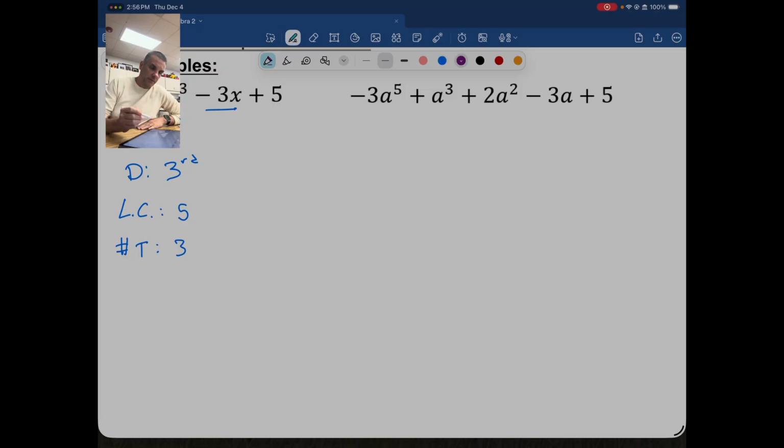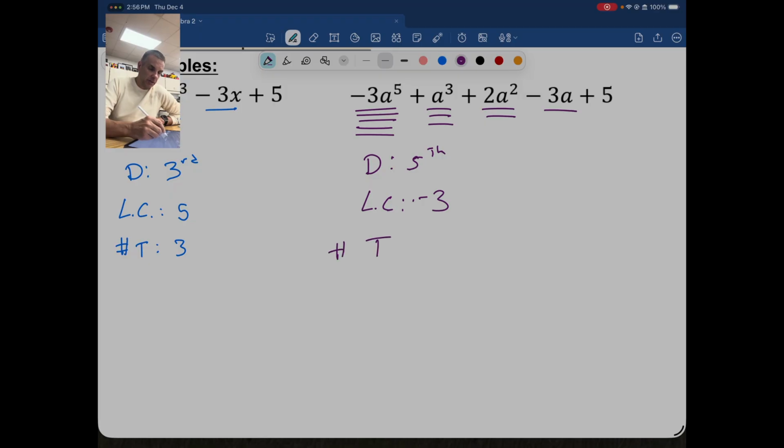Okay, so let's look at the second one. It looks like we've got 5, 3, 2, 1, and none. It's already in standard form. We don't care that there's no 4 there. It doesn't matter at all. So it's already in standard form for us. Degree, it's the exponent of our largest term, which in this case is 5. So the degree, for right now, we're going to call that a 5th degree polynomial. The leading coefficient, the number that's out front of our first term, that's -3. And the number of terms, in this case, 1, 2, 3, 4, 5, it has 5 terms. Easy enough. They're already in standard form for us in this case, so made it even easier.